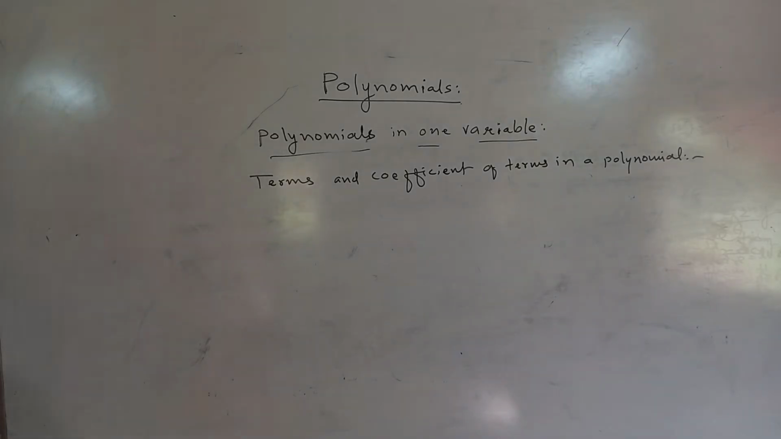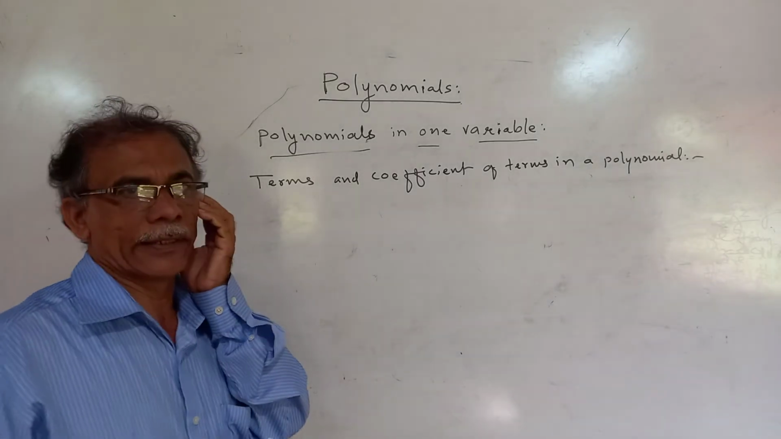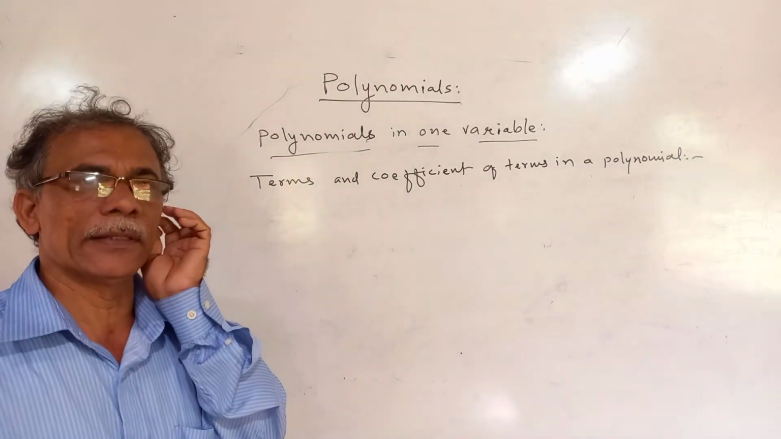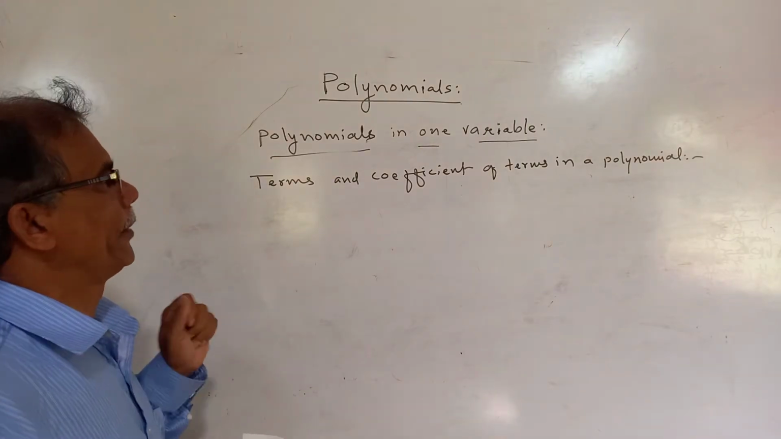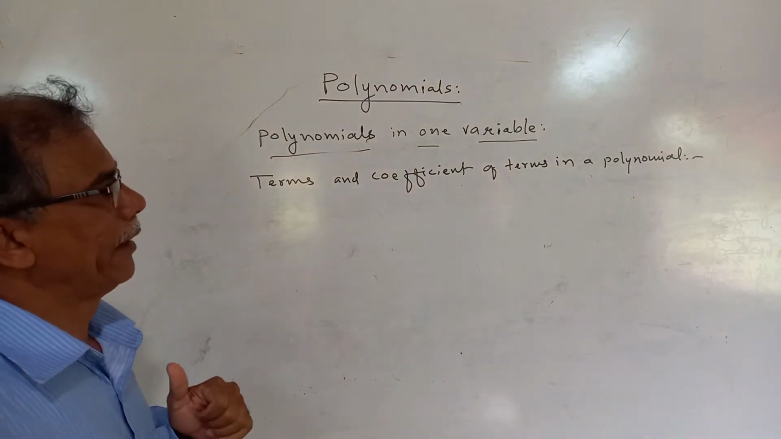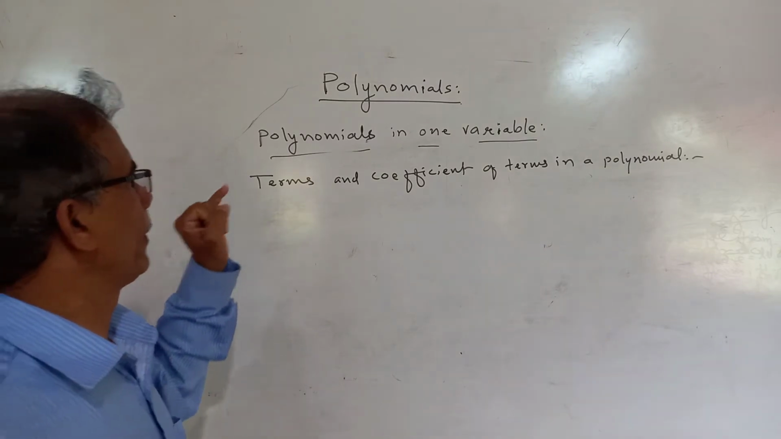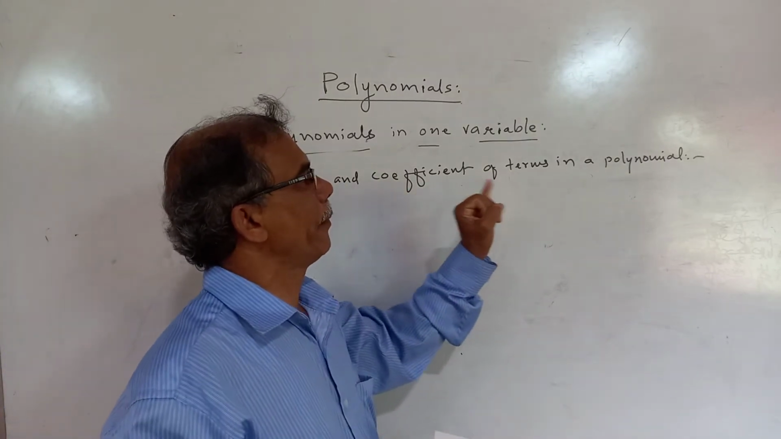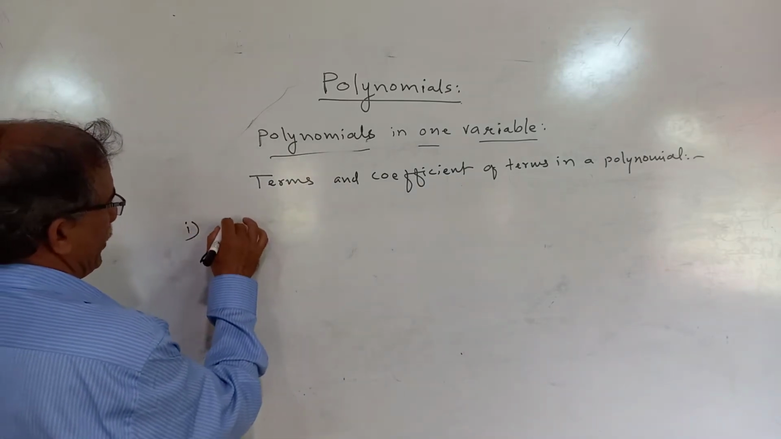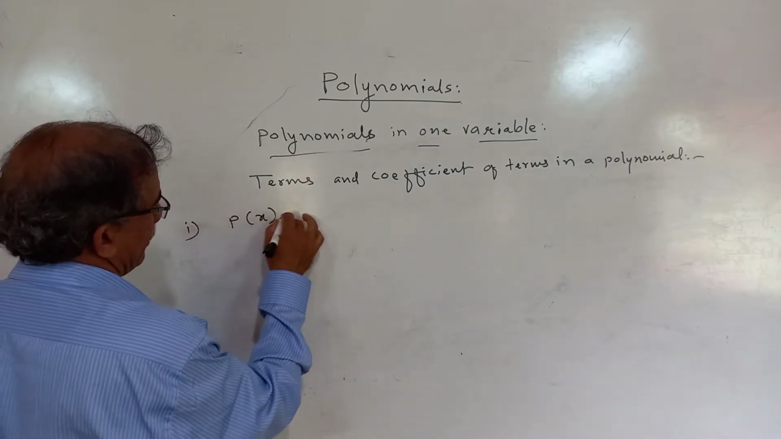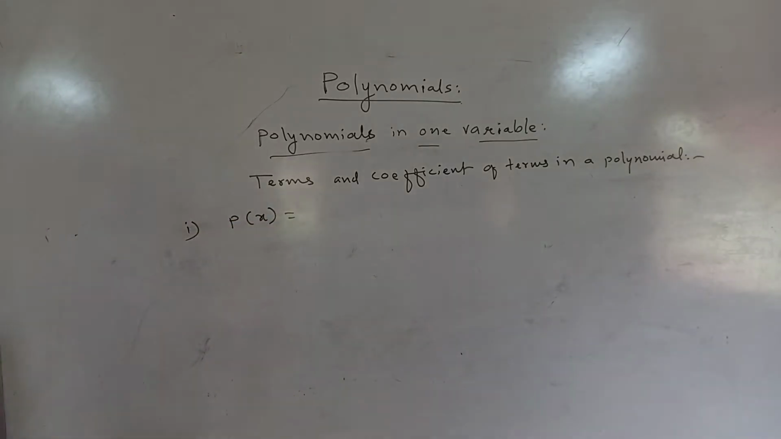Now, you know now what are polynomials: algebraic expressions whose exponents are whole numbers are polynomials. Now in a polynomial, we should know what are the different terms and what is the coefficient of terms in a polynomial. For example, I shall write a polynomial in x. P(x) means polynomial in x.